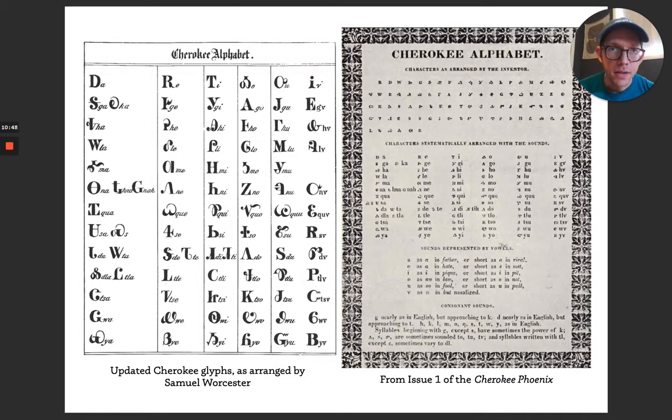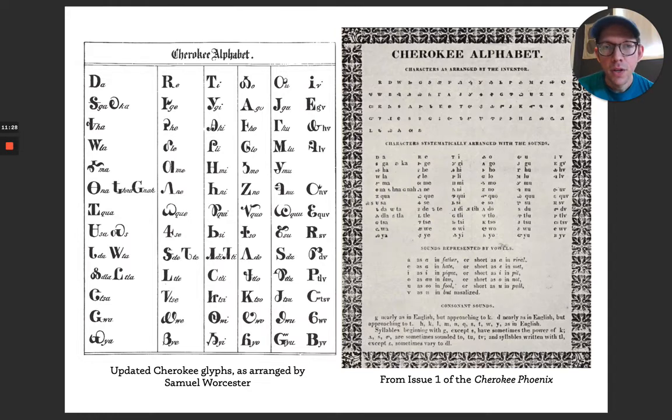On the left, you can see this chart over here is Samuel Worcester's arrangement of the syllables, and on the right, up at the very top, there's something really small you can see that is Sequoyah's preferred arrangement of the syllables, which is a little bit different, but Worcester and others decided that for English-speaking people, this arrangement was the most intuitive. Not necessarily for Cherokee-speaking people, though. But it is a little easier to learn for English-speaking people this way.